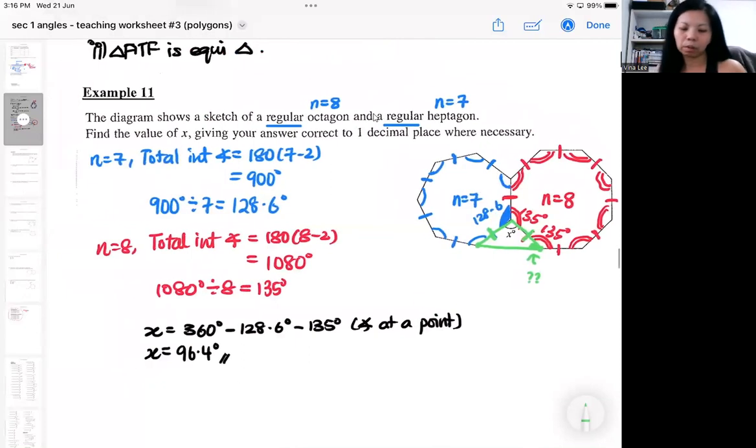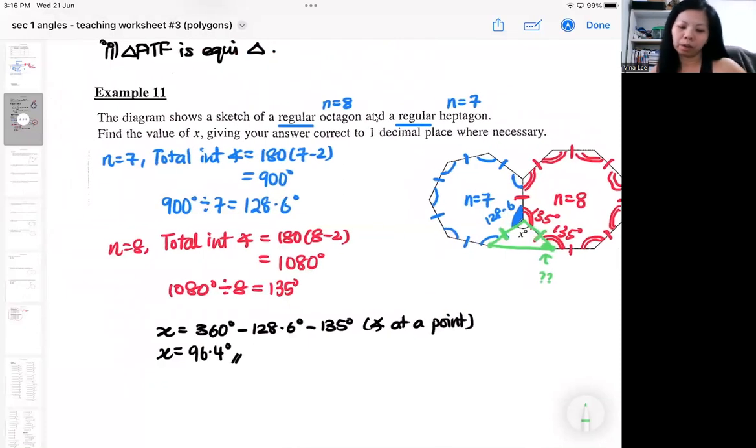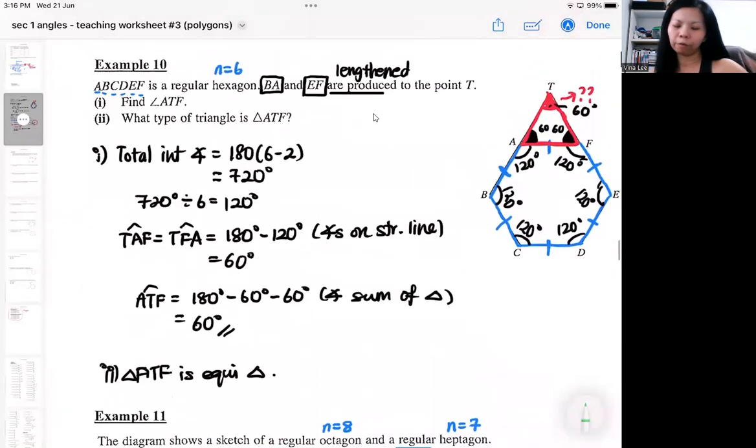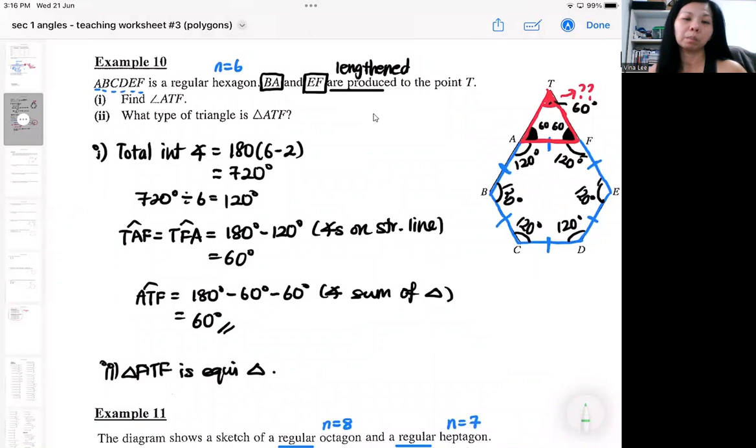Okay. So with these 2 examples, and the previous practice that you have for all the formulas in this topic, you should be able to play around with all the types of questions relating to polygons.